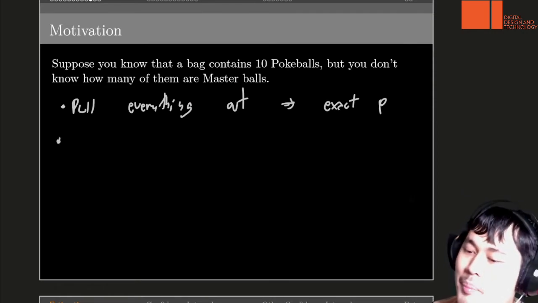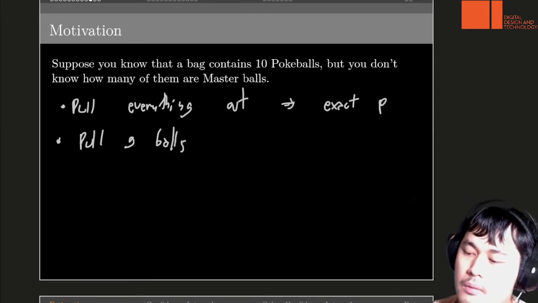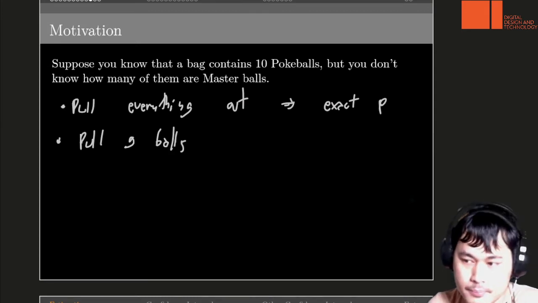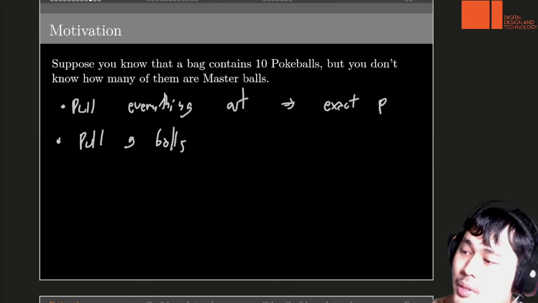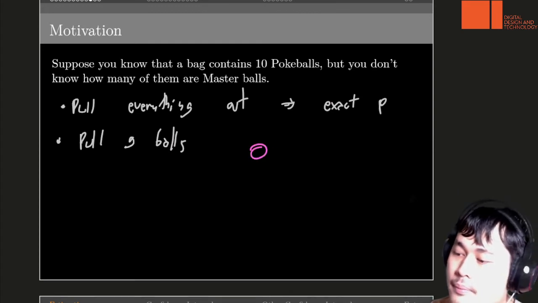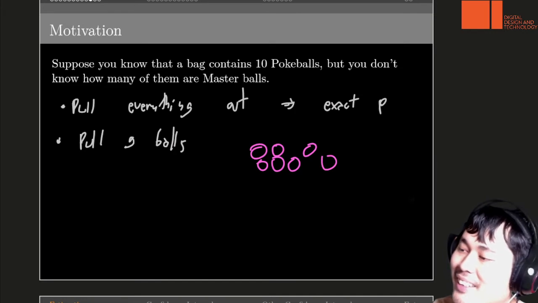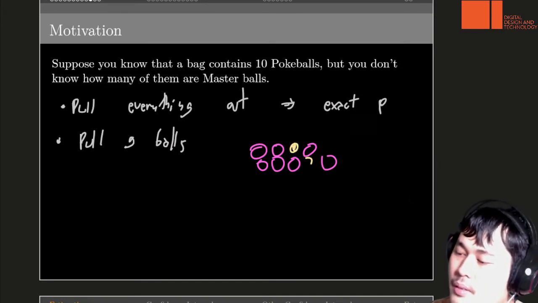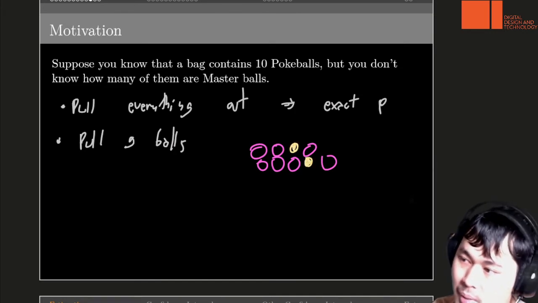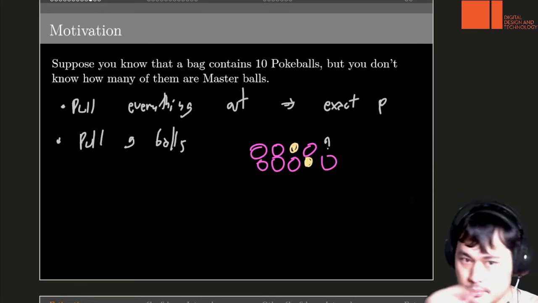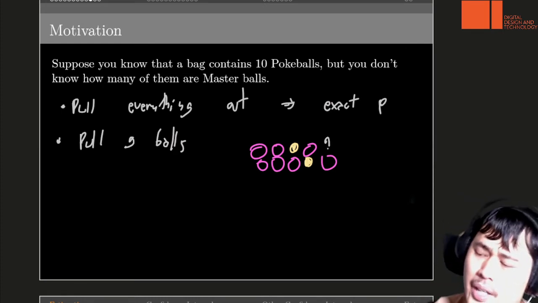But suppose you only pull 9 balls out. Maybe let's say this is what you got. You got some red, in this case it's pink. And then we get some master balls. And then some mysterious ball in the back. But this is what you have.